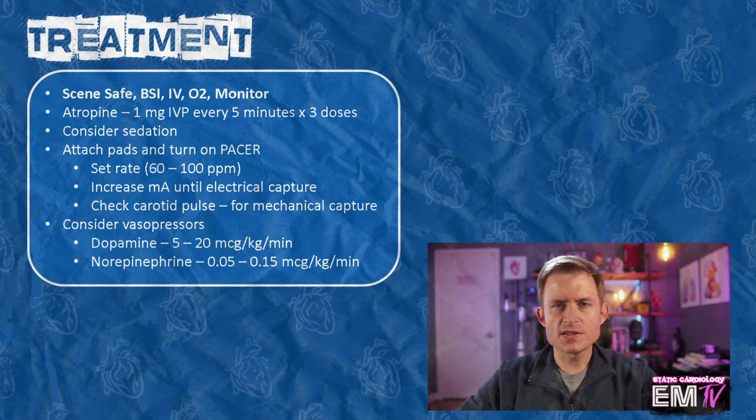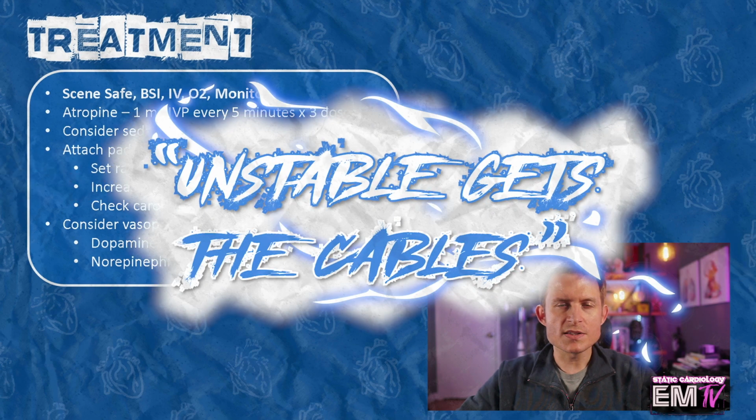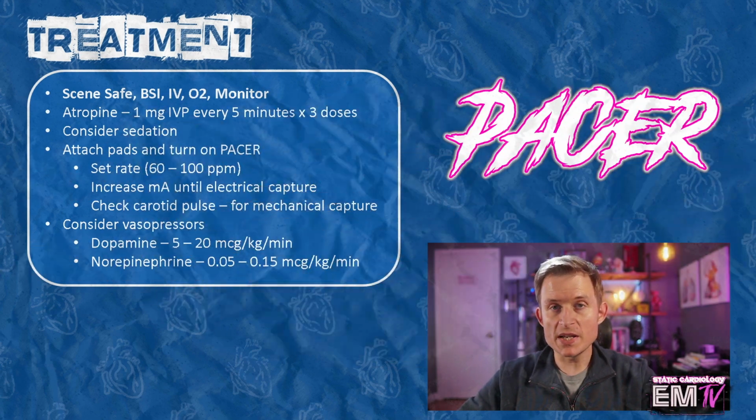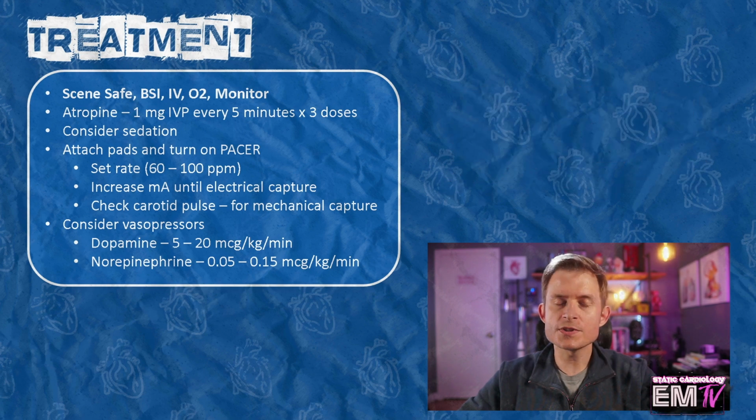However, because this patient is unstable, and unstable gets the cable, the most definitive treatment here is going to be pacing. So for that, because my patient is conscious, I'll consider sedation. And you can accomplish this with a variety of different medications. For my pacer, I'll attach the pads, turn on the pacer function, and then set a rate, anywhere between 60 and 100 pulses per minute, or ppm. I'll then increase my milliamperage until I see electrical capture.